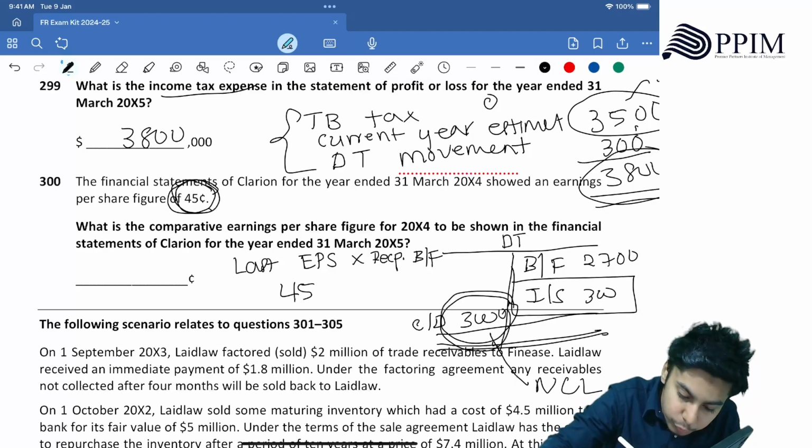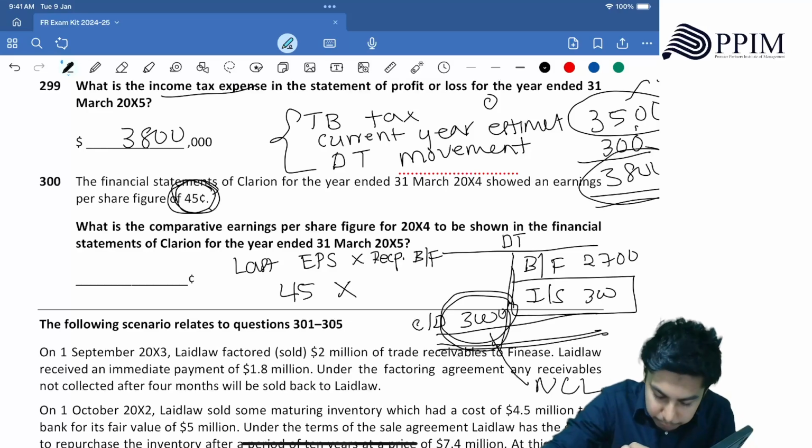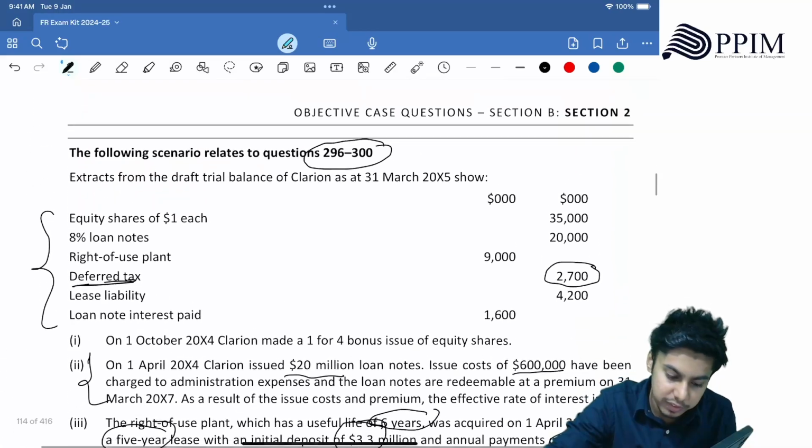Now you have to multiply this one with the reciprocal of the bonus fraction. So first of all, guys, we have to identify what's the bonus fraction. How to do that part, I'll teach you. Go to the previous page.